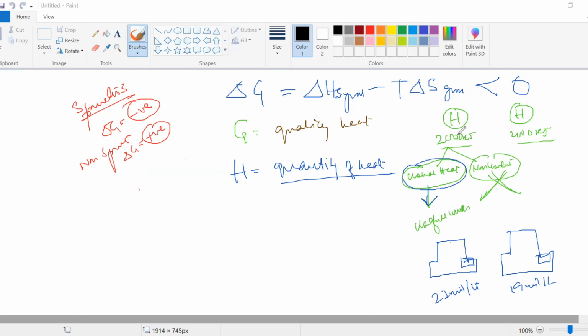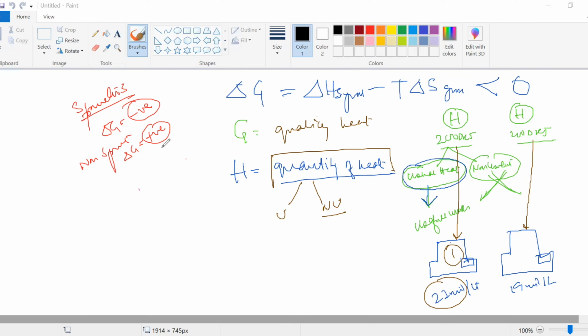We can see that both the cars are giving out 2000 kilojoules of heat. But in car number 1, the amount of useful heat, meaning the quality of the heat, is better, so more mileage is given. Gibbs free energy is a measure of the quality of the heat, and delta H tells you the quantity of the heat. Heat has two parts: usable heat and non-usable heat. The non-usable heat cannot be transferred to work. So Gibbs free energy tells you about the quality of the heat coming from a system.